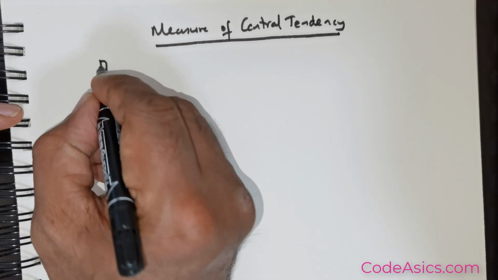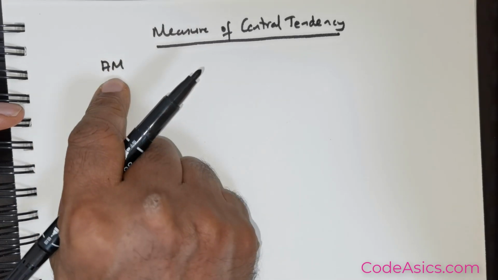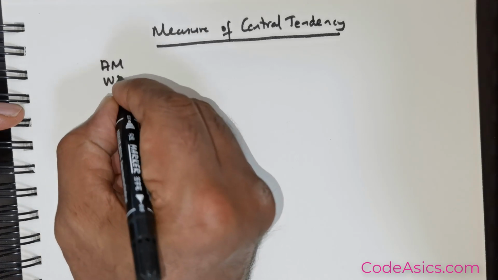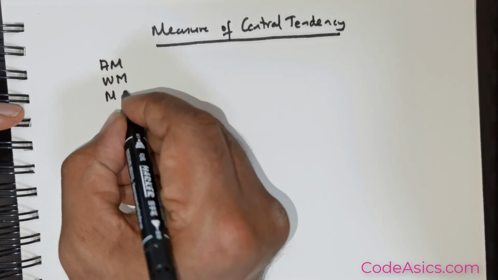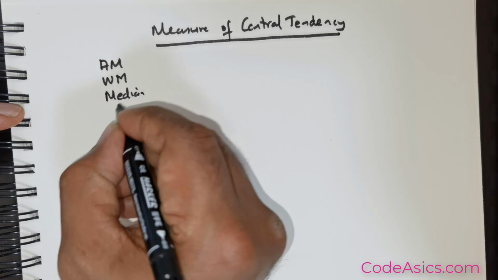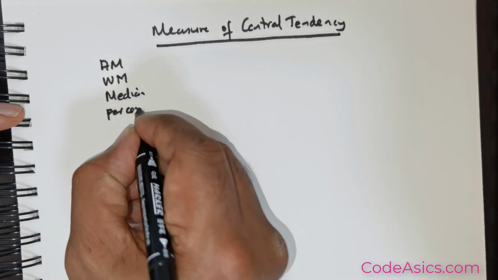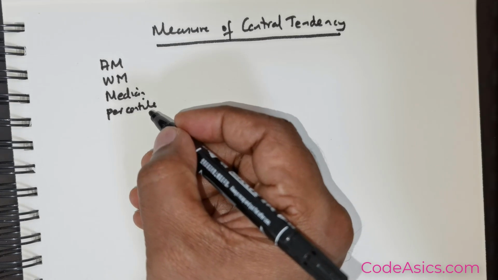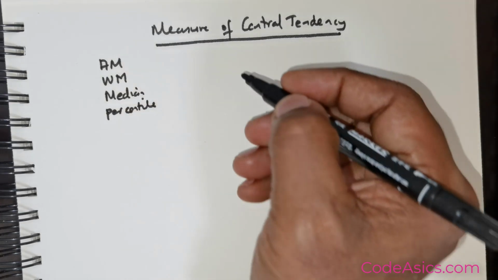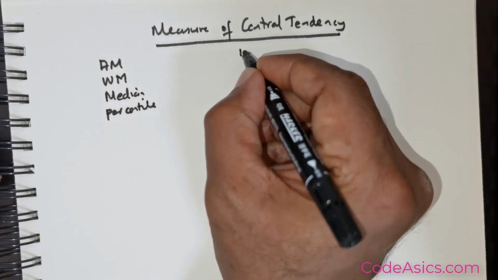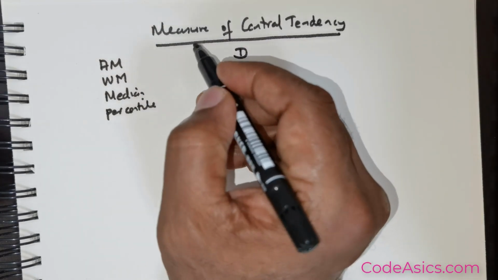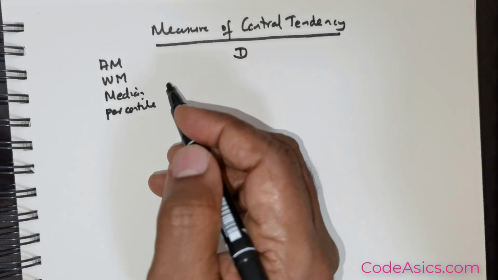Now we need to know about arithmetic mean. We need to know about the weighted mean. We need to know about the median. We need to know about the percentile. Now, having known all these things, we also need to know. So all of these things will constitute the measure of central tendency.